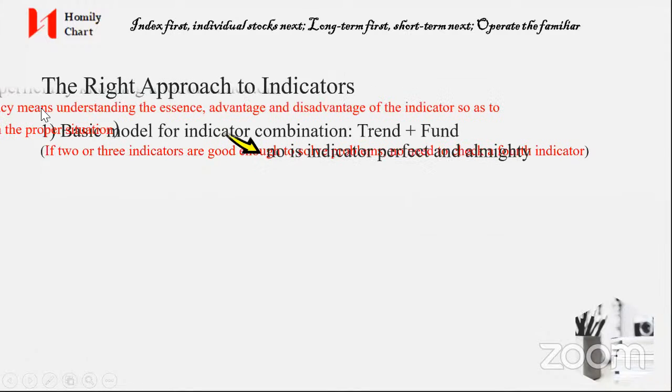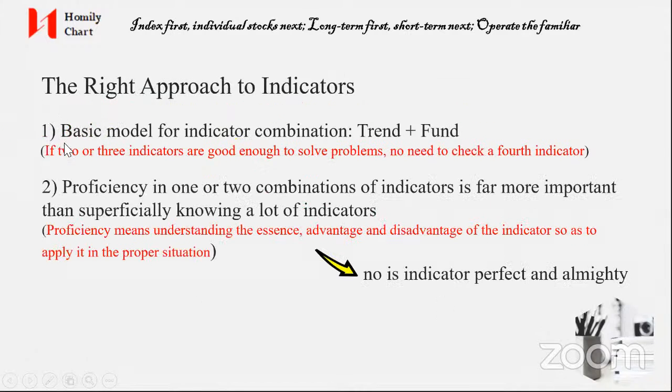Okay, so the first keynote is about the right approach to indicators, the basic model, right? And if 2 or 3 indicators are good enough to solve the problems, there is no need to check a 4th indicator, okay? And the second keynote is proficiency in 1 or 2 combinations of indicators. It is far more important than superficially knowing a lot of indicators.